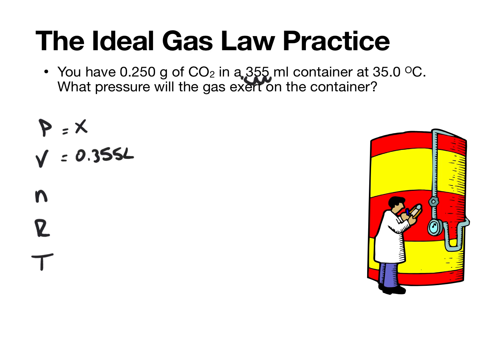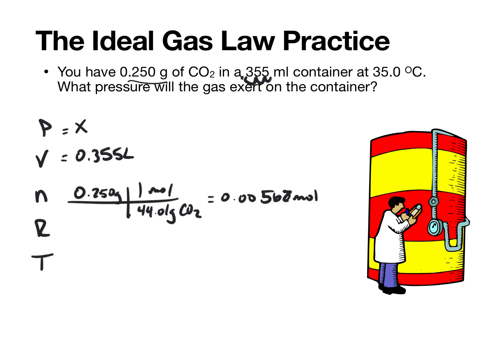It's 0.355 liters. Next, my N, well, I don't have N, but I have grams. And grams is easily converted to moles using the molar mass of CO2. So I take the 0.25 grams and I divide, putting 1 mole on top and 44.01, which is the molar mass of CO2, on the bottom. And I get 0.00568 moles.